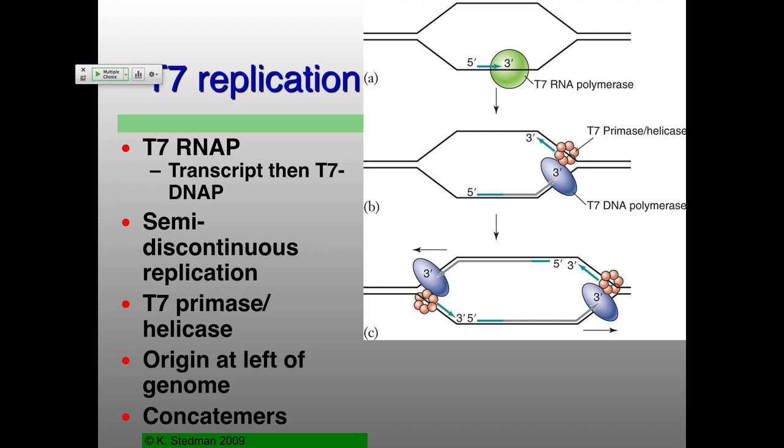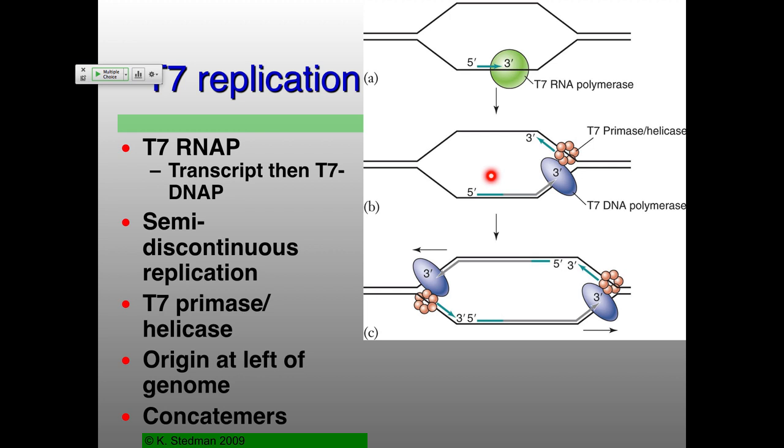So it turns out that the T7 RNA polymerase is what makes the primer that is used then for replication of the genome. So without the T7 RNA polymerase, you're not going to get any genome replication. And so that's what's being made right here. Our T7 RNA polymerase makes the primer that the T7 DNA polymerase will extend, as standard semi-discontinuous replication. But this origin of replication is right towards the very left end of the genome.